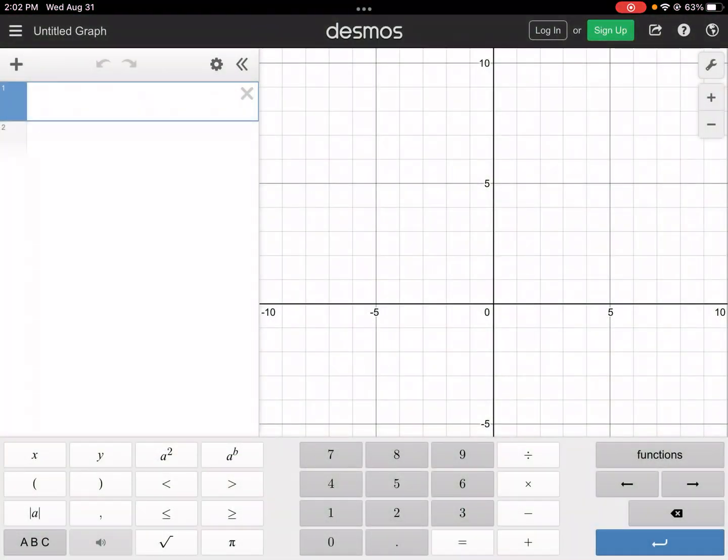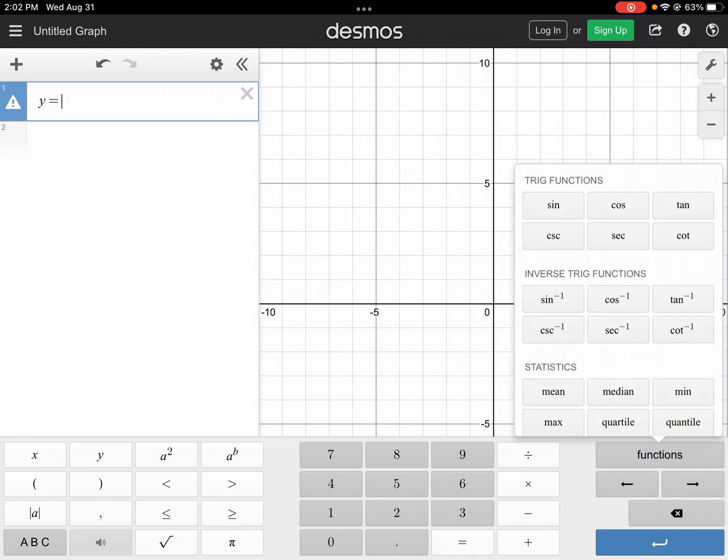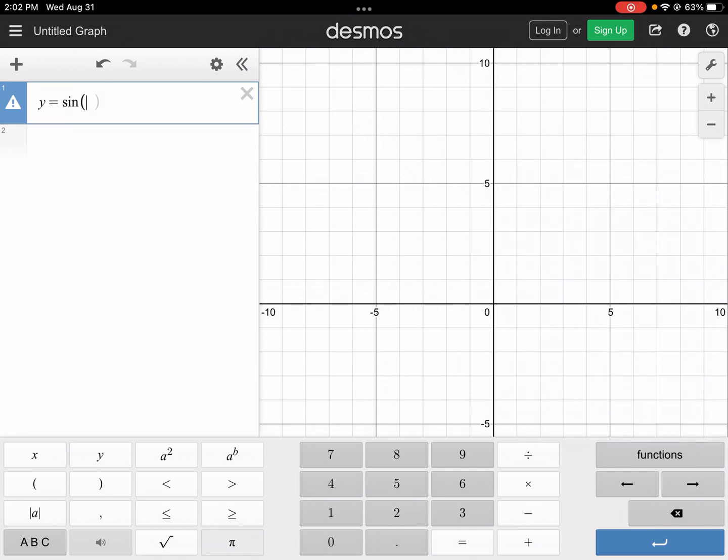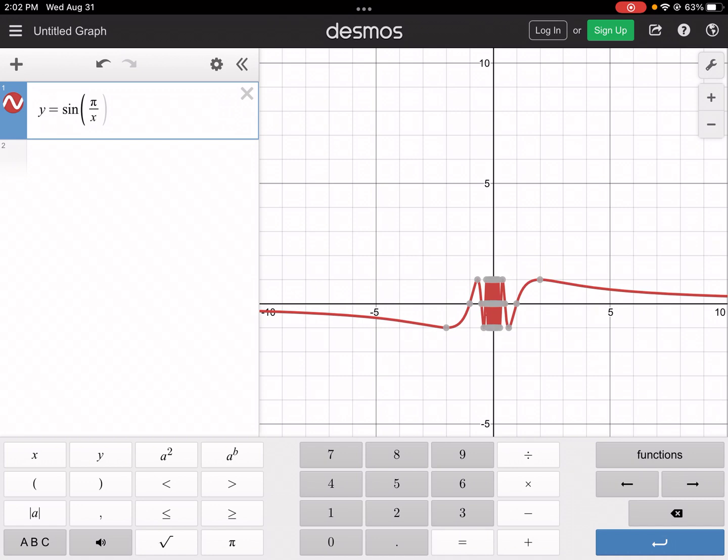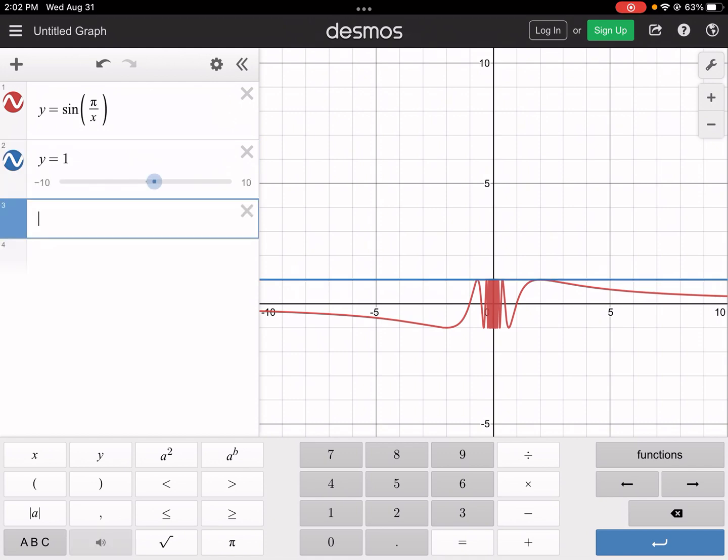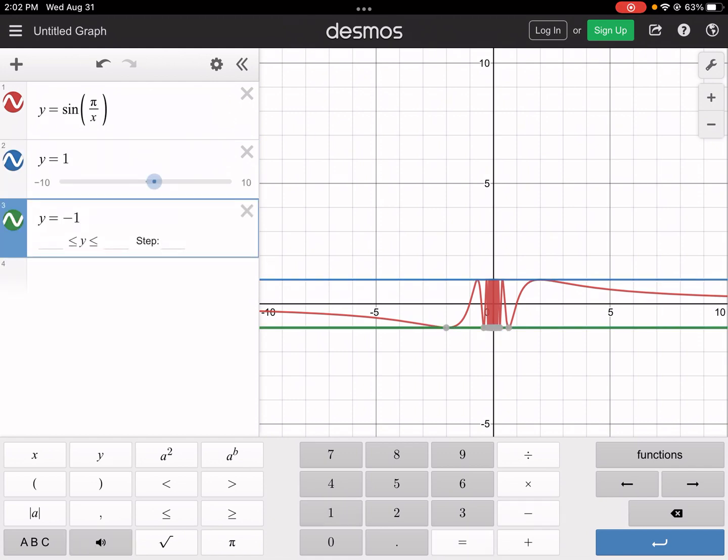let's graph that, sine of pi over x. With any sine function, we know that it exists between y values of 1 and -1. So we're going to add those to the graph as well.